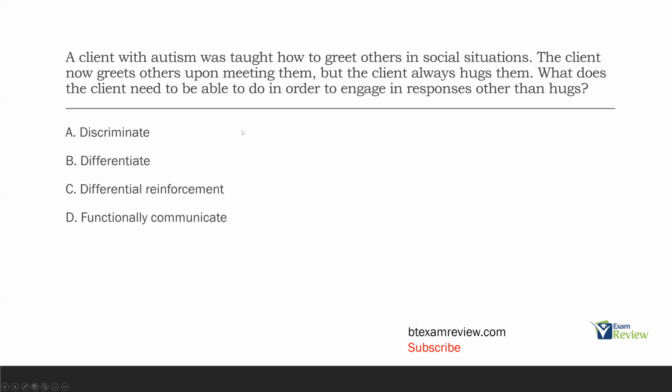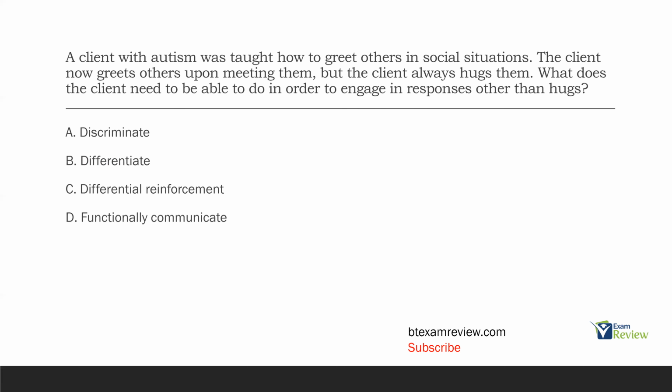So what does that client have to do to engage in responses other than hugs? A, discriminate. Well, discrimination is going to be important, okay? But the discrimination doesn't necessarily affect the hugging in this case, because he's already greeting who he's supposed to. He's just doing hugs too much, okay? So he's not discriminating between stimuli. He's differentiating between responses. This is response differentiation, okay? When you are looking at multiple responses, we're differentiating between hugs and fist bumps, high fives, all right? He's not discriminating between stimuli.